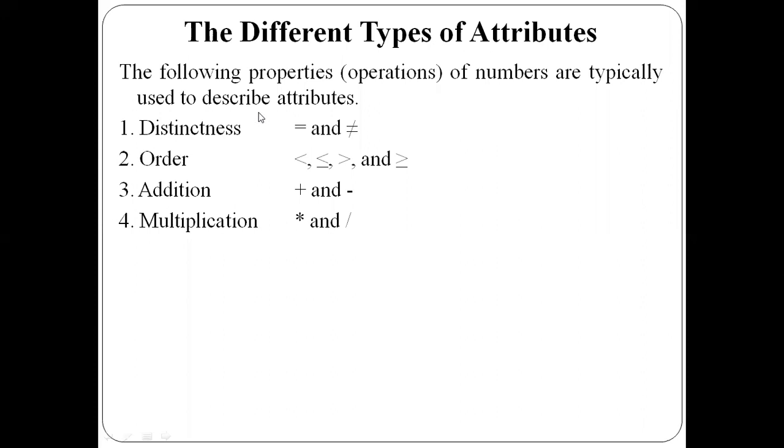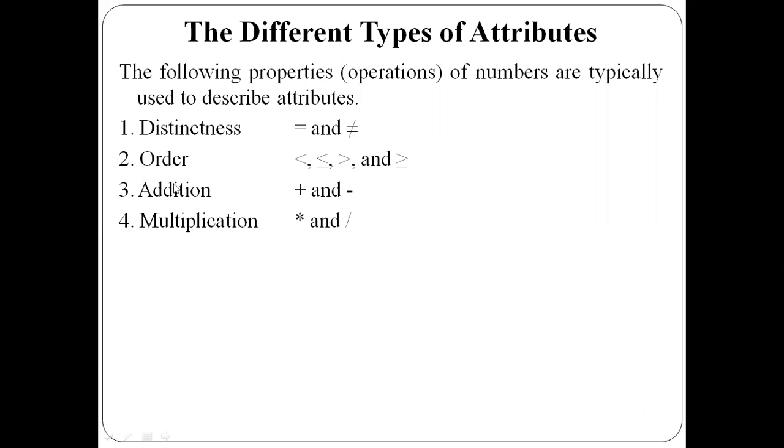Distinctness is one of the properties of numbers. So how are we going to measure this property? Distinctness will be measured with the help of the symbols equal and not equal. So using equal and not equal, I can measure this property.